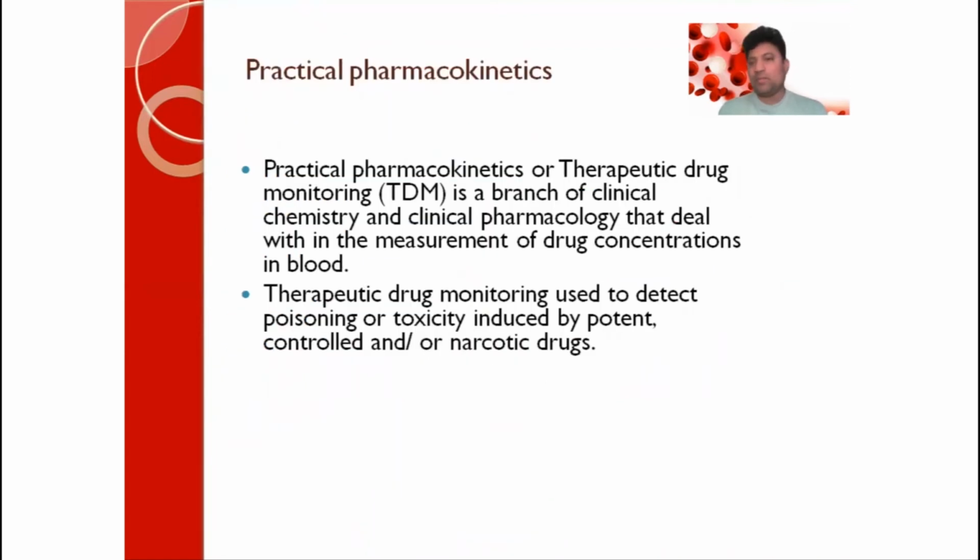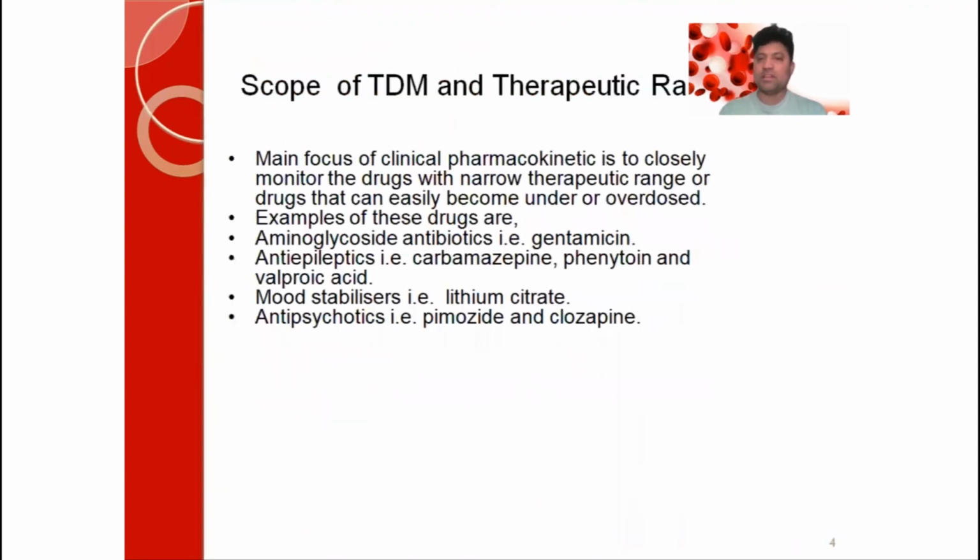Okay, well, before moving forward, I would like to discuss a little bit about practical pharmacokinetics. Practical pharmacokinetics or therapeutic drug monitoring (TDM) is a branch of clinical chemistry or clinical pharmacology that deals with the measurement of drug concentration in the blood of patients. Therapeutic drug monitoring is used to detect poisoning or toxicity induced by potent controlled or narcotic drugs in clinical settings or in hospitals. Now, I would like to talk a little bit about TDM or therapeutic range.